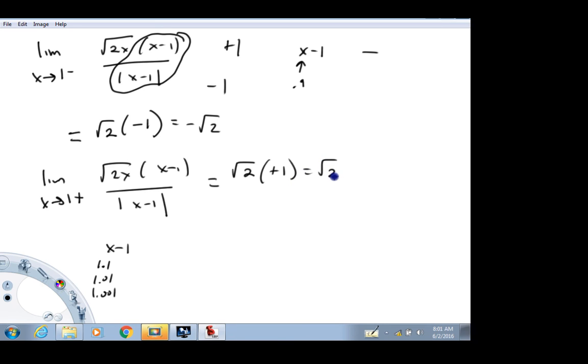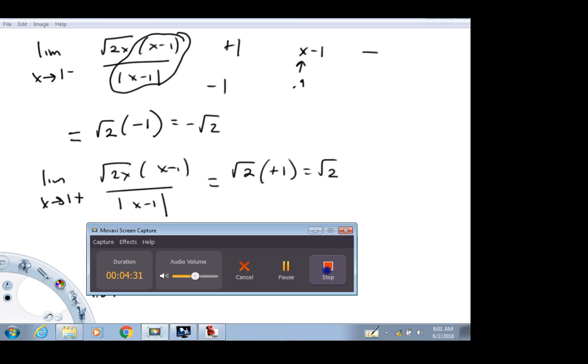So when we're taking these limits, you just have to be careful to watch for plus and minus signs on factors like x minus 1, x plus 1, etc. So I'm going to go ahead and just stop this video right here and make another one.